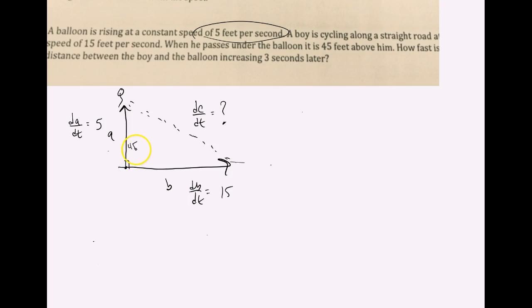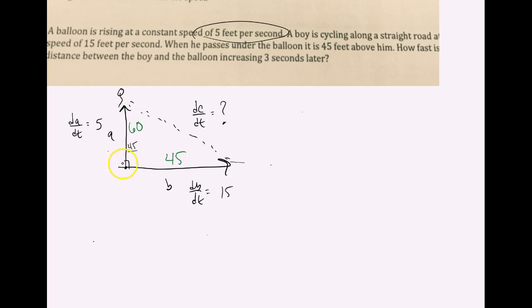So what you're going to need to do is actually find the lengths of these triangles before you even start the problem, because it's 45 right now, but 3 seconds later you have to think, well, how much more did it rise? Well, if it's rising at 5 feet per second and we go 3 seconds later, then you need to add 15 to what you saw here and get 60. Same thing down here. If it's 3 seconds later and he's going 15 feet per second, then how far has he gone? Well, 3 times 15 is 45.